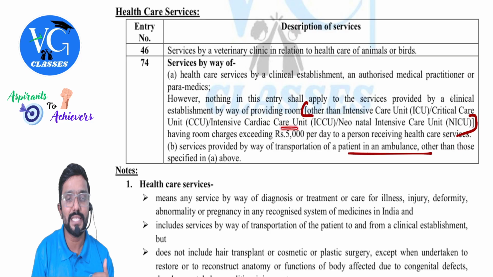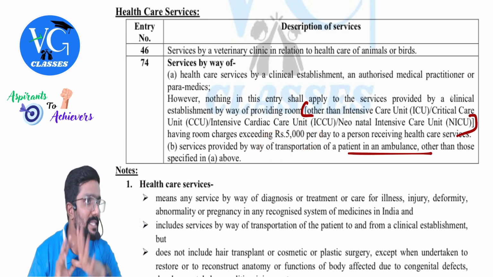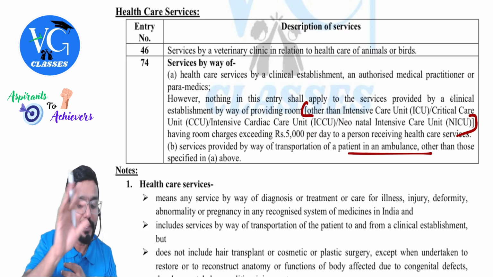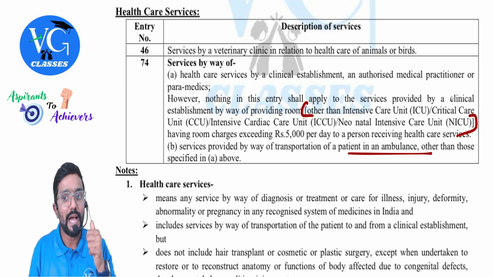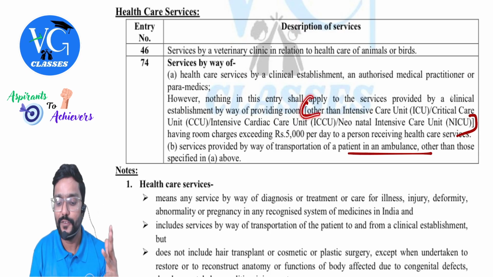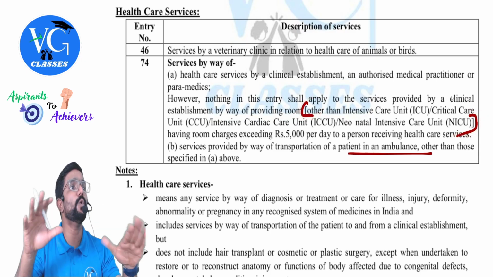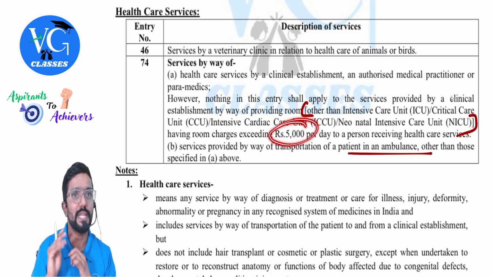If room charges is less than or equal to 5,000, exempt. If it is more than 5,000, it is taxable. But that 5,000 limit is not applicable other than bracket. I am reading bracket: other than ICU, CCU, ICCU and NICU. So for this, 5,000 limit is not applicable, sir? No, not applicable. For any other room category, 5,000 is the limit.